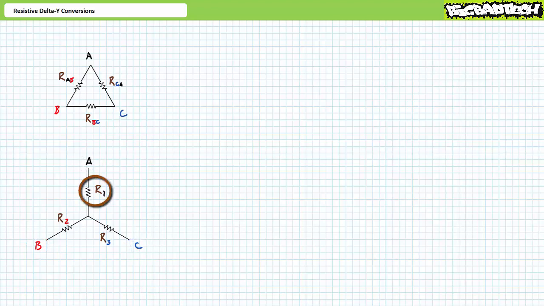I'll call the resistance element directly connected to node A R1. Similarly, I'll call the resistance element directly connected to node B R2. Finally, I'll call the resistance element directly connected to node C R3. Alternate permutations of delta-Y conversions might use different means of differentiating the resistance elements, but if you follow this technique and you use this map, you cannot get this wrong.